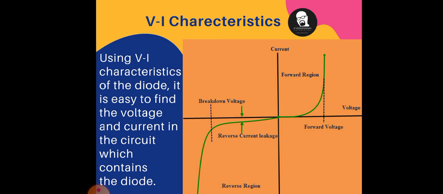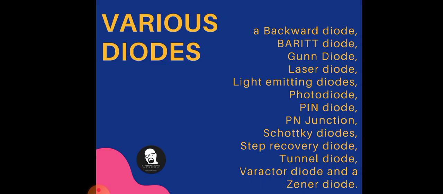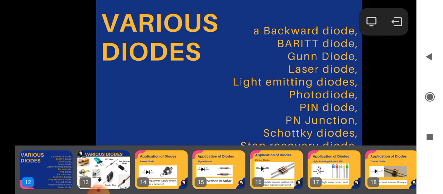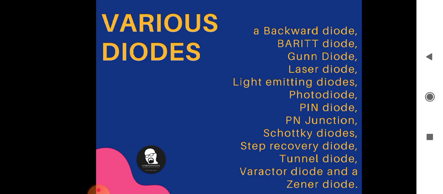So this is the VI characteristics of a diode. VI characteristics is nothing but the graph of voltage and current when we connect the diode in either forward bias or reverse bias. So these are the types of different diodes: backward diode, barrier diode, gun diode, laser diode, light emitting diode, photodiode, PN junction diode, Schottky diode, step recovery diode, tunnel diode, varactor diode, and Zener diode.